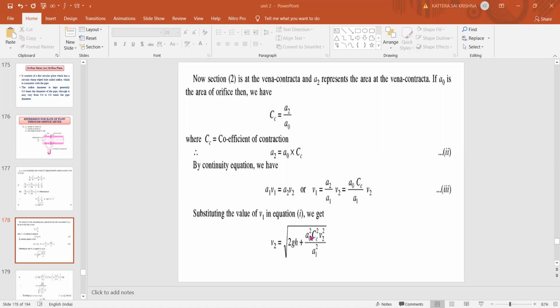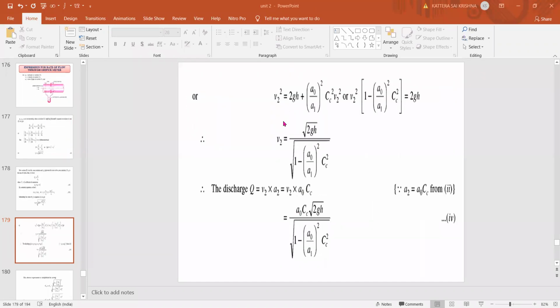After getting the value of V2, now we need to take the discharge equation. For the discharge formula, Q is equal to A2 V2, already we know. Now substitute V2 in place of this. Okay, so what will you get? Finally, you will get V2 is equal to under root of 2GH by root of 1 minus A0 by A1 whole square into CC square. Okay, so this is the equation which you are getting for discharge.